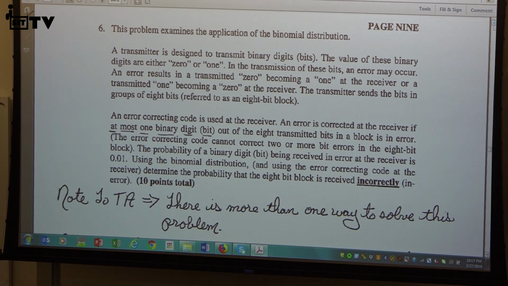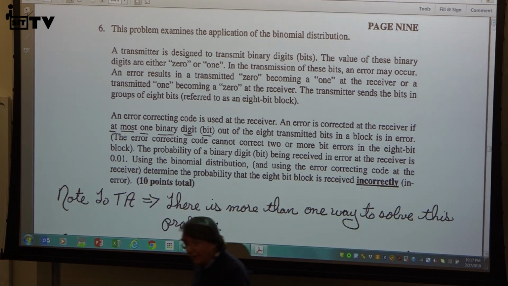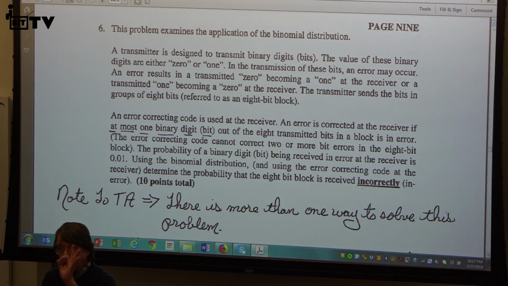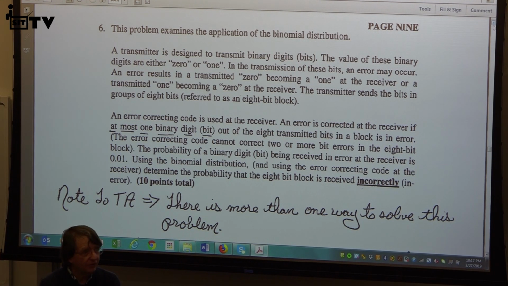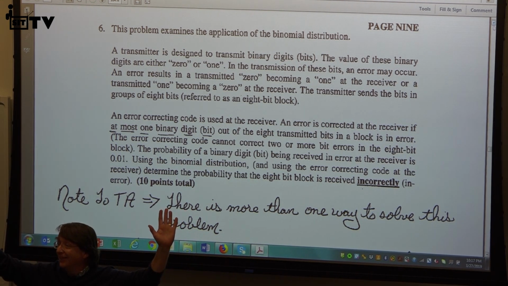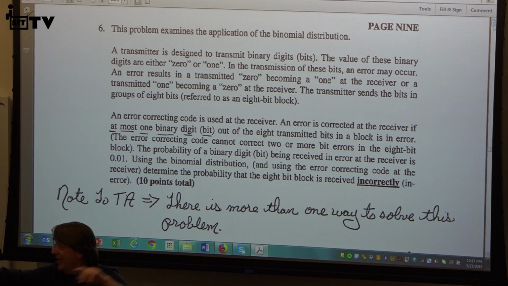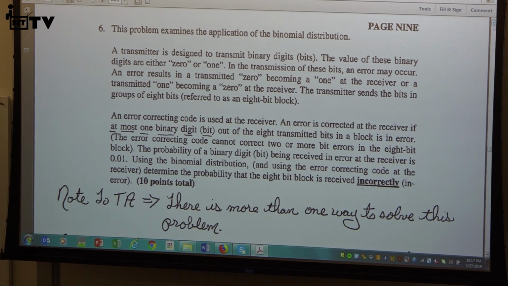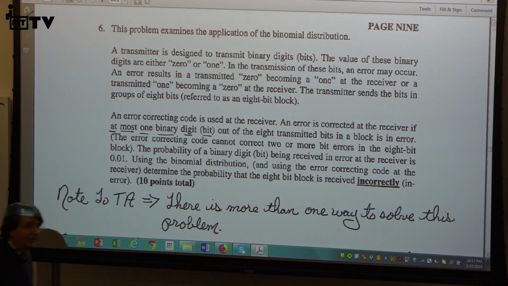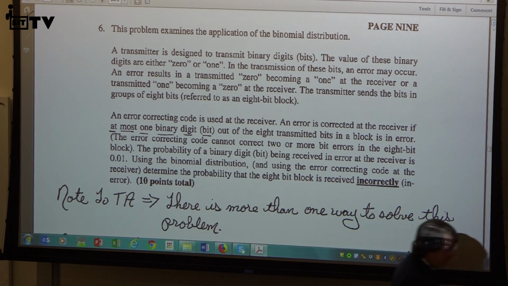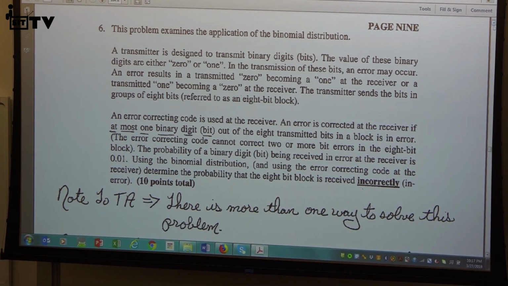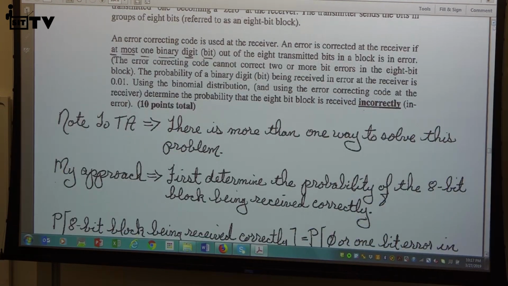I love this. Now, how's the only way it can be received incorrectly? If there's more than 1 error. If there's 0 errors or 1 error, the block is good. The 8 bits are good. It's only if I have 2 up to 8 errors, then I'm wrong. So here's how I solved it. There's more than one way to solve this problem.